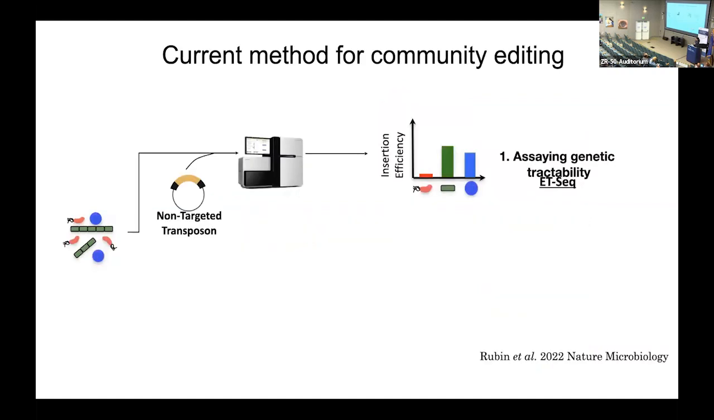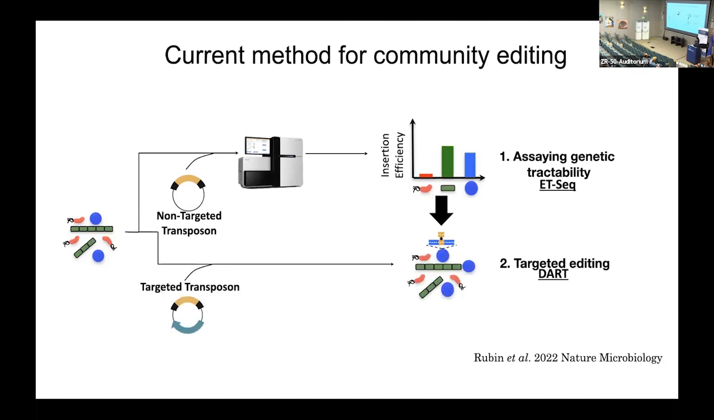So the proof of principle that our lab has developed involves community editing of the microbes in a small community. The very first step is targeting with a non-targeted, or randomly inserted, vector, just to see which microbes in the community can be edited, which are genetically tractable. We call this method ETC, shown here as 1. And once we've established which microbes are editable, the next step is to actually edit them or target them. For this, we use a targeted vector so that we can insert the gene of interest in these microbes that are tractable. This method we call DART.